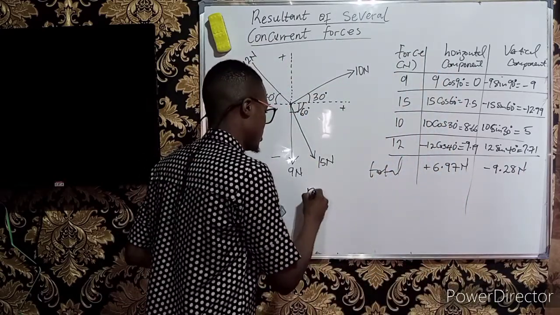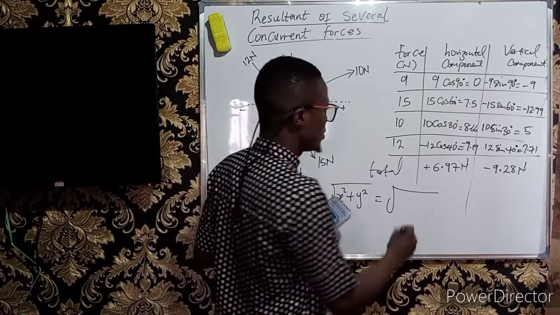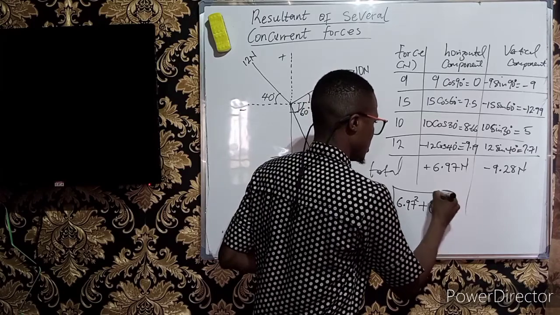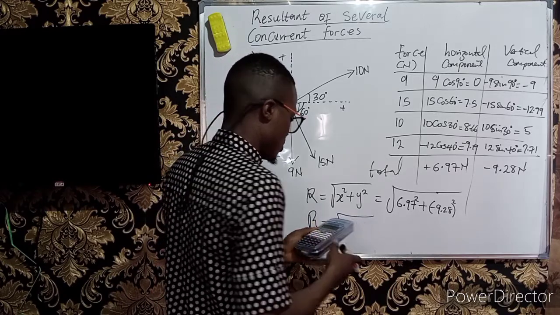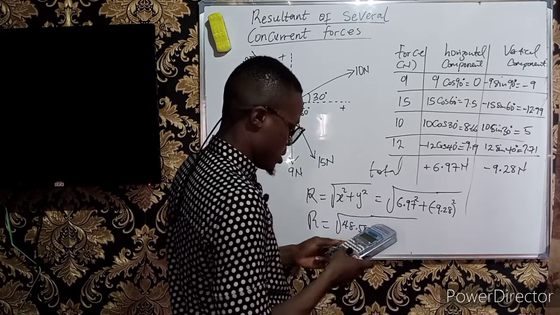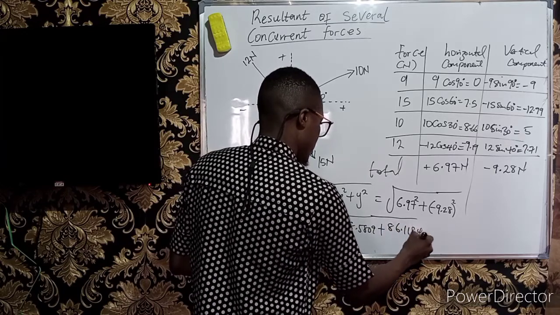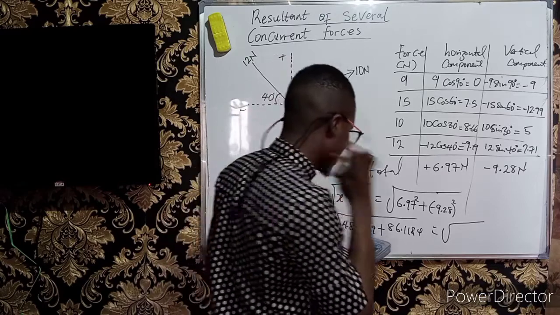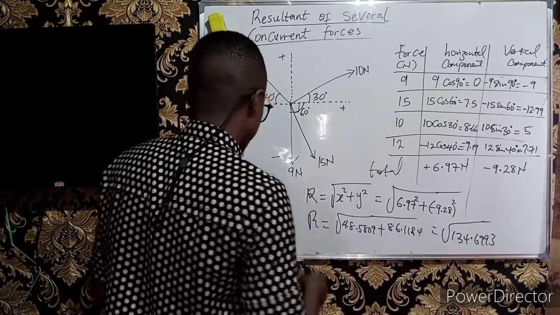Then remember, resultant R is equal to square root of x component squared plus y component squared. So this will now give us the square root of 6.97 squared plus negative 9.28 squared. So at the end of the day, our resultant will give us square root of 6.97 squared will give us 48.5809 plus 9.28 squared will give us 86.1184. So if you sum up, plus 48.5809 to give us 134.6993.